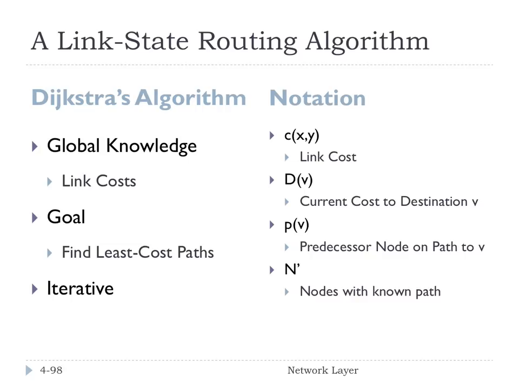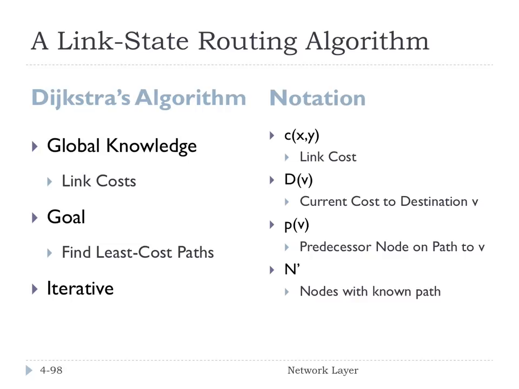Dijkstra's algorithm requires global knowledge. That is, you have to know all of the costs of all the links. You've got to have the complete network picture in mind. When you have that, we can run this algorithm, which runs in an iterative fashion. That is, it's basically a for loop that goes through and gets better and better solutions. But all that iteration is happening locally with the same input information, which is the set of link costs.